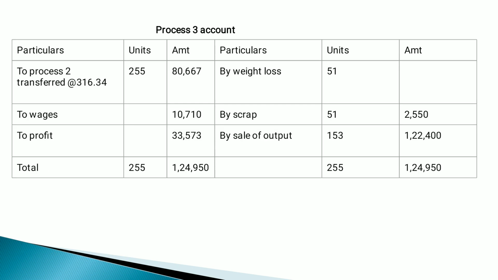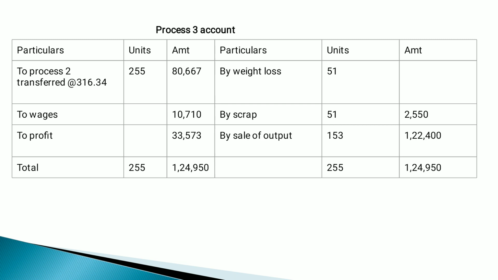Process 3. The same as process 2 transferred at 360, units 255, and the amount will come 91,800. Wages will come 10,750, and the weight loss 51 units. Scrap value 51 into 51, 2,500. Sale of output 153, and the amount will come 1,22,400, and the total here is 1,24,950, and the profit transferred is 33,573. So we complete the three process cost accounting.